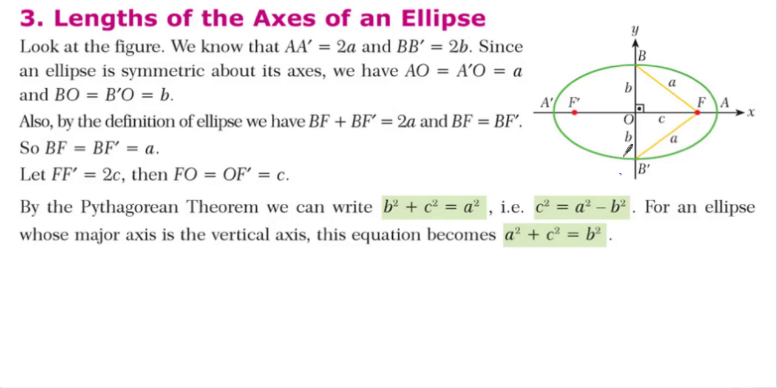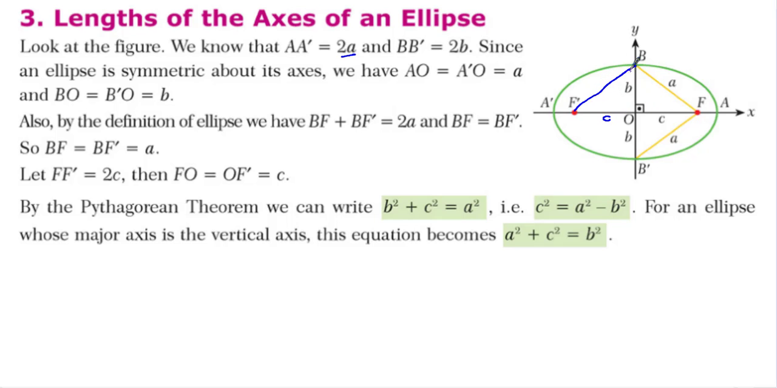Here I said that the total length of A prime A is going to be equal to 2A, and B prime B is going to be equal to 2B. Then the focus point, if we name the distance from the origin C, then we will get this Pythagorean theorem: B square plus C square is equal to A square. Here, it's obvious that this length and this length are equal to each other since they are symmetric.